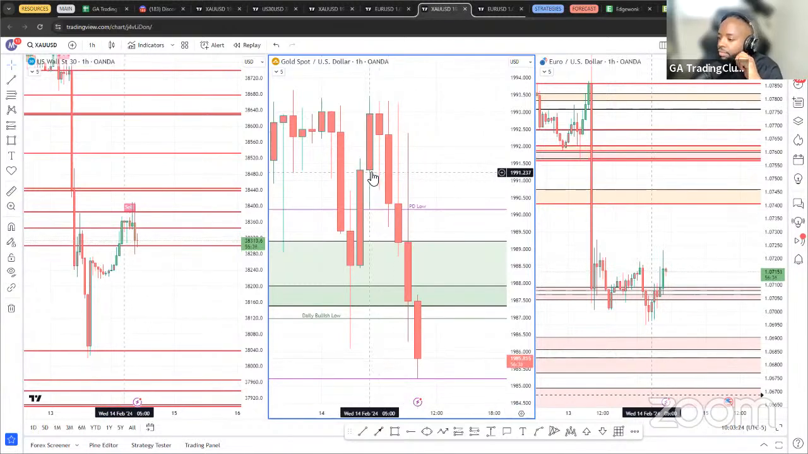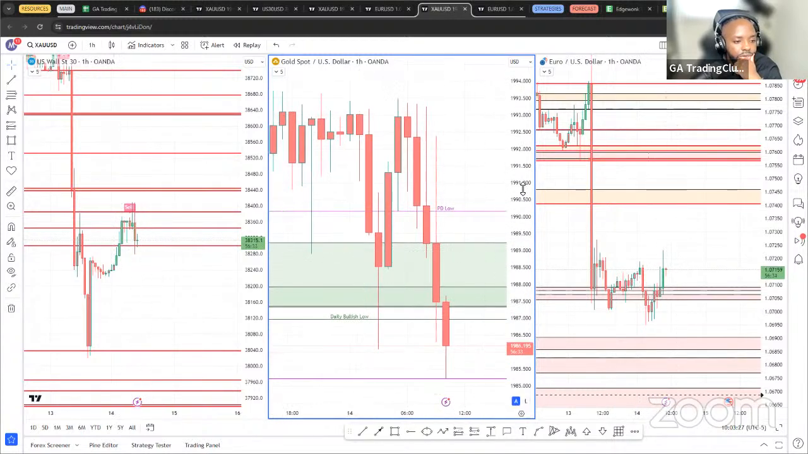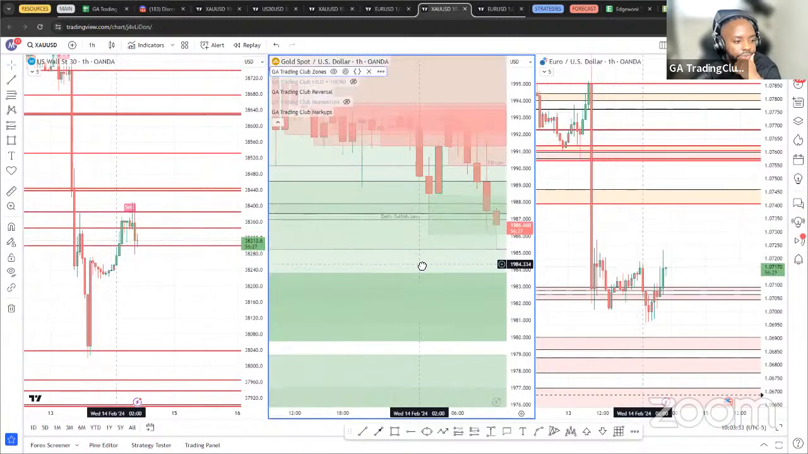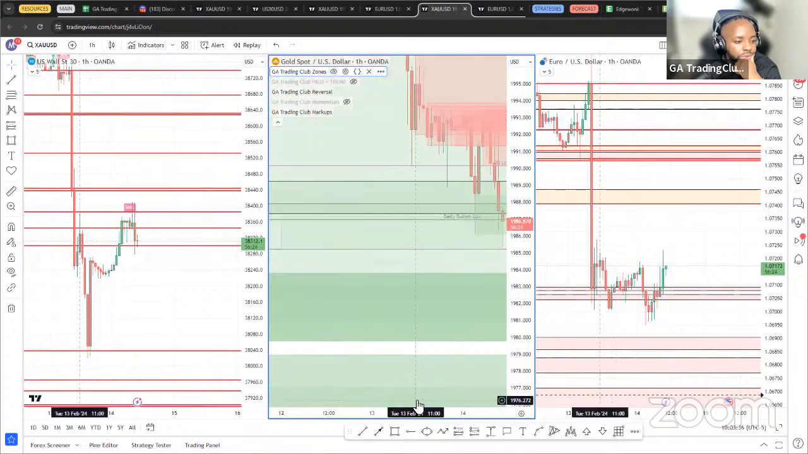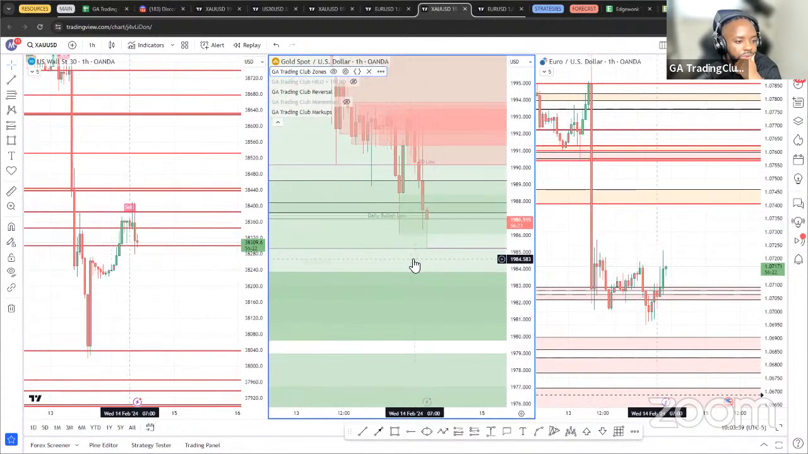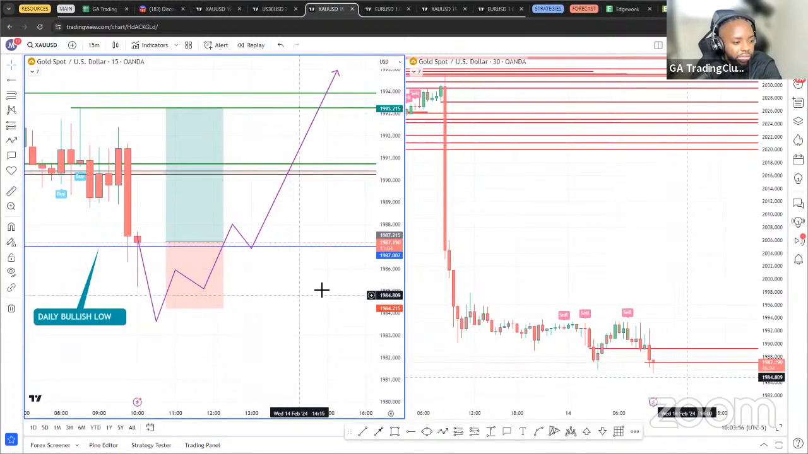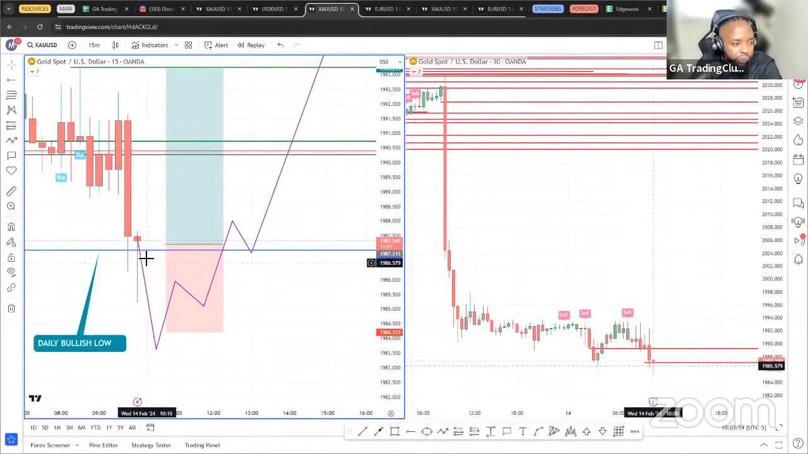1987, 85, 87. So not yet. Let's see those zones. Gold, gold, gold. We want this lower low to switch from a lower low to a higher low. So you don't want lower lows, we want to start seeing higher lows. Now, if this does close above here, above this zone, I might take that trade.